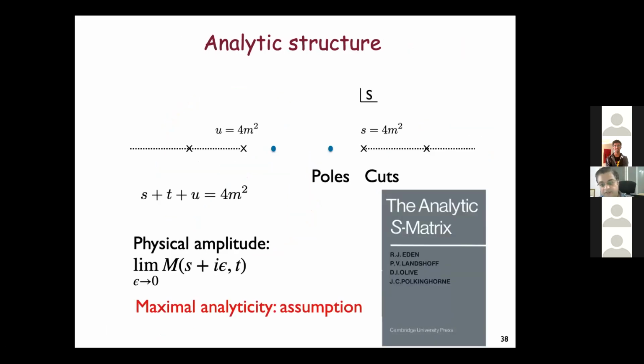And of course, it's an old problem. This is a very famous old book, which talks about the analytic structure in the complex S-plane to think about these amplitudes. Because basically, if you can analytically continue, you can describe different processes using the same analytic function. So basically, you'll have crossing symmetry to describe various processes.